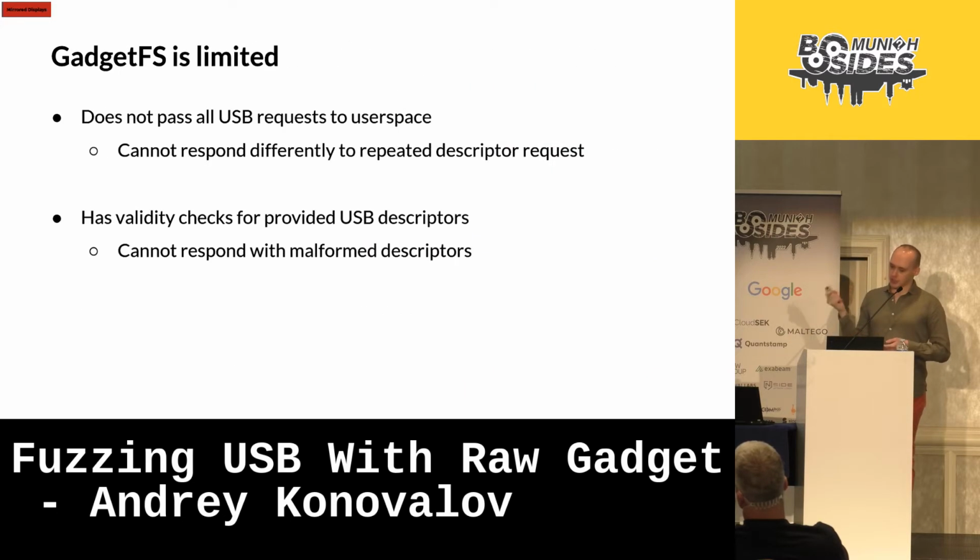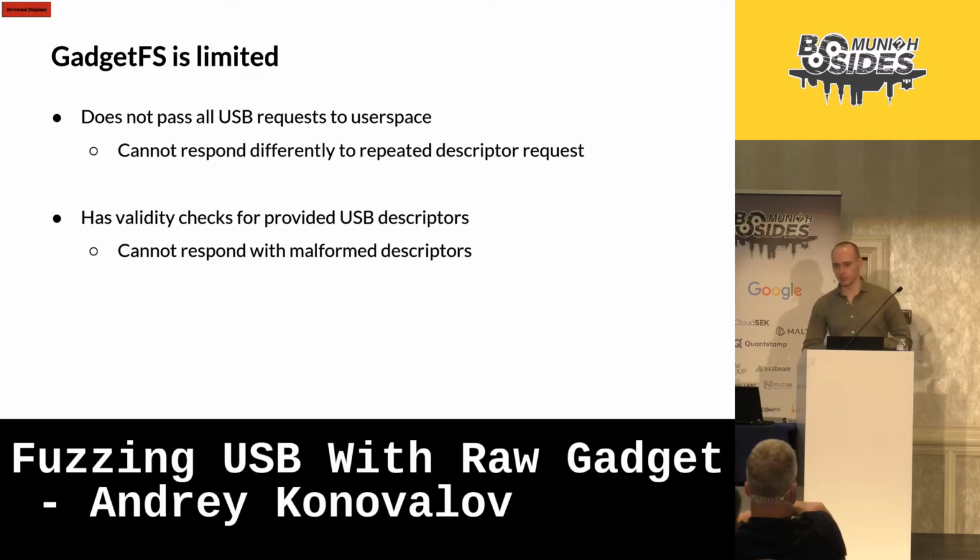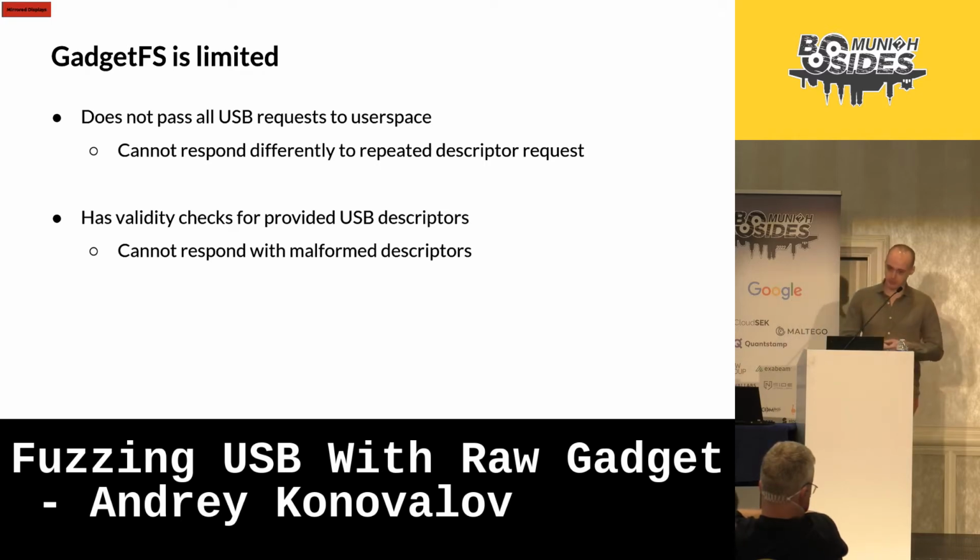So there are two problems with GadgetFS. The first problem is that GadgetFS does not pass all USB requests to user space. It responds to some of them on its own. And that means that if the same USB descriptor is requested twice, we cannot provide different responses. And providing different responses would be very useful for fuzzing because this would be likely to trigger bugs in the host. And another problem, which is actually a bigger problem, is that GadgetFS has validity checks for the USB descriptors that we provide to it. And that means we cannot send malformed descriptors to the host. We have to send the correct ones. And we want to send malformed descriptors because we want to trigger bugs.